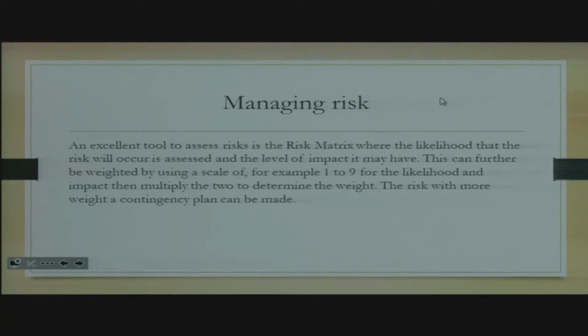For the risk with more weight, a contingency plan has to be made. Or rather, for a high risk, you need to develop a contingency plan. What is a contingency plan? Usually we used to call it Plan B. It's basically your contingency plan.